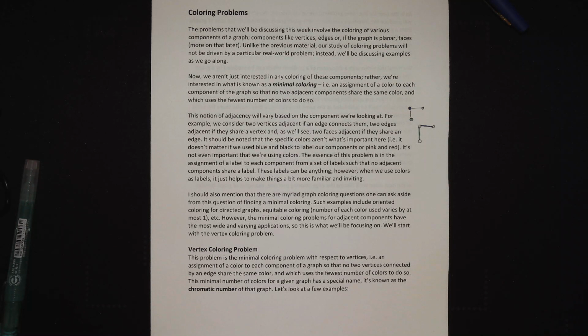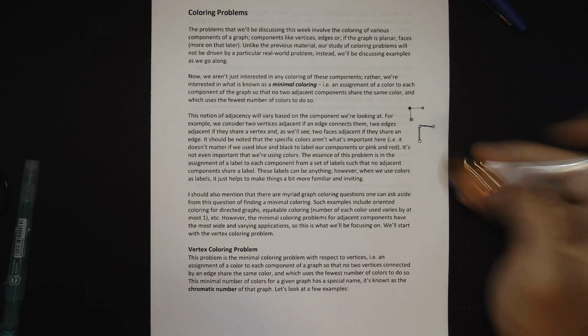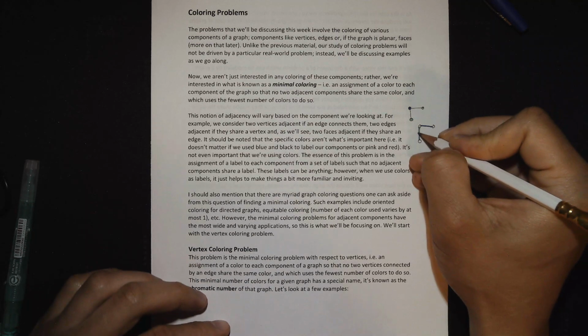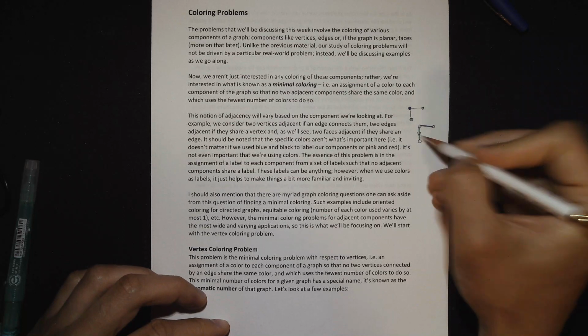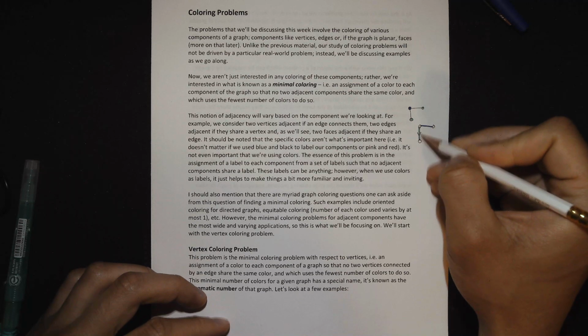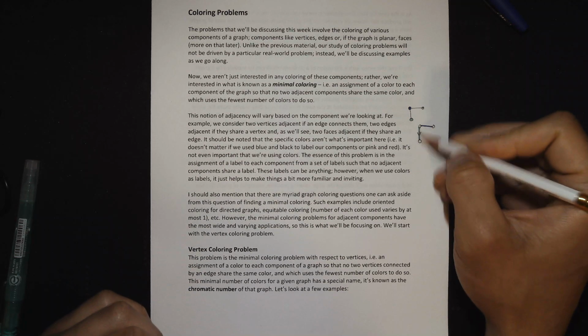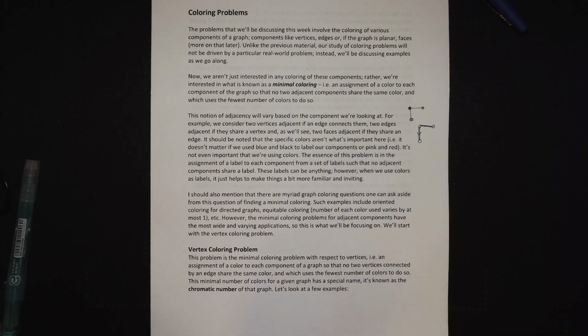I should also mention that there are myriad graph coloring questions one can ask, aside from this question of finding a minimal coloring on these components. Such examples include oriented coloring for directed graphs, right? You have a coloring such that adjacent vertices of one particular direction can't share the same color.